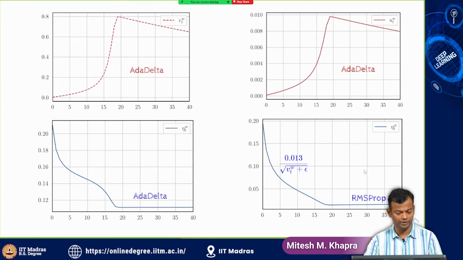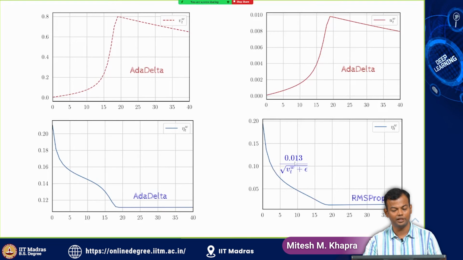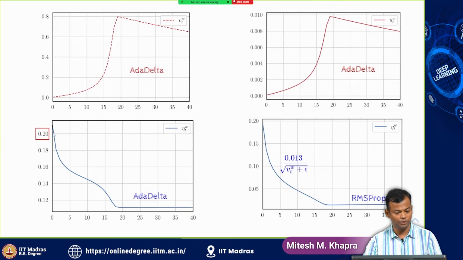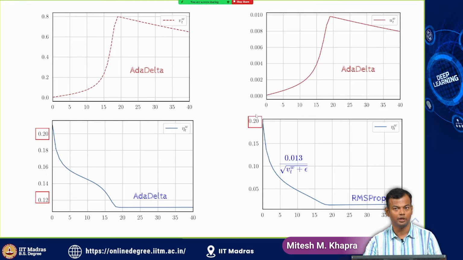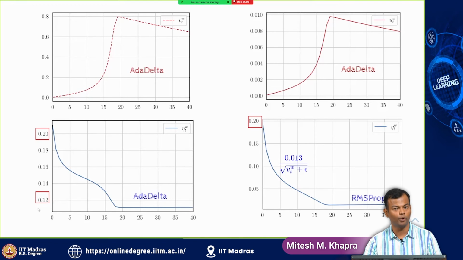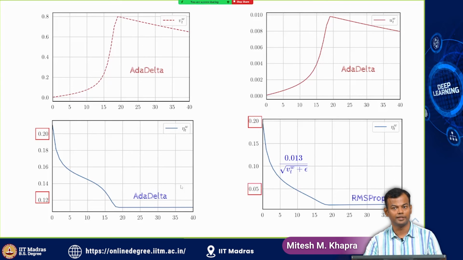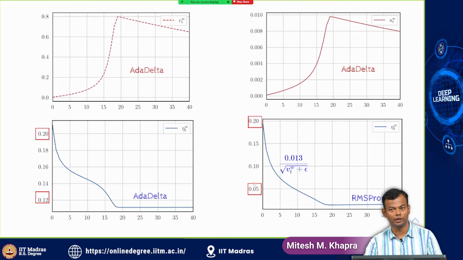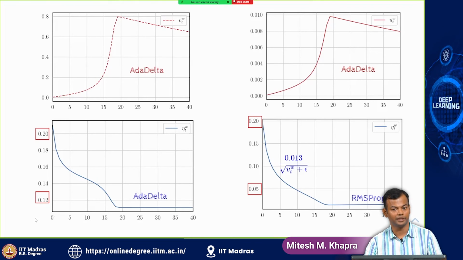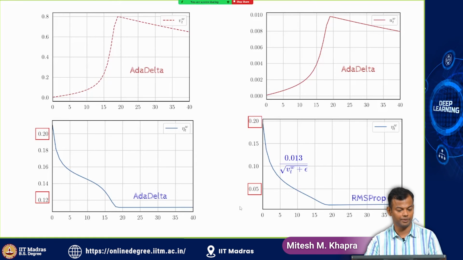Yeah, so let's look at some of these values also. So here we had set the initial learning rate to 0.013. So this curve is 0.013 divided by the square root of whatever, and both started at 0.20, right? That's what the initial value was, but this only decreased up to 0.12, and hence it was able to converge faster, whereas this was 0.05, so it decayed more as compared to what Adadelta decayed, right? So this is what has happened here.